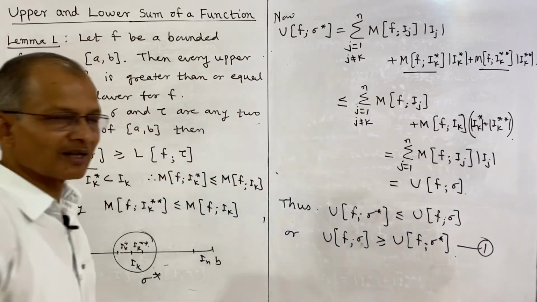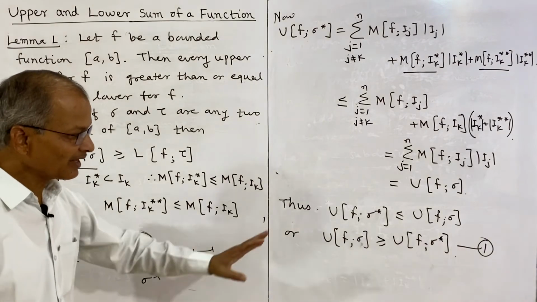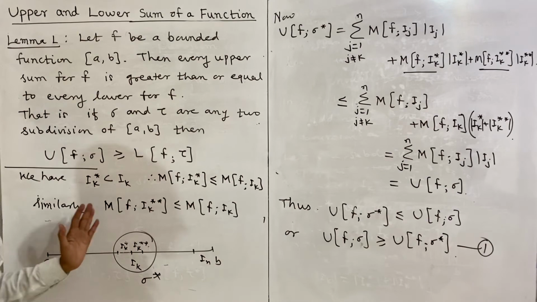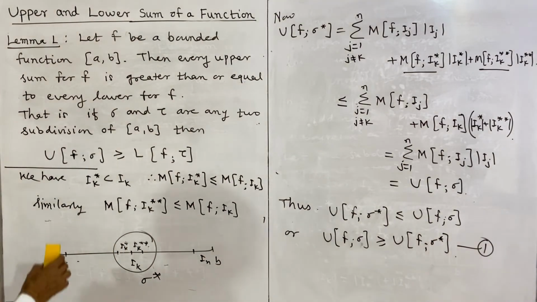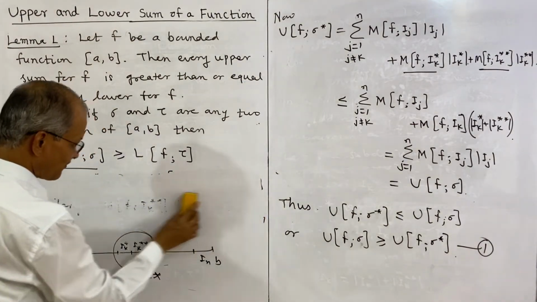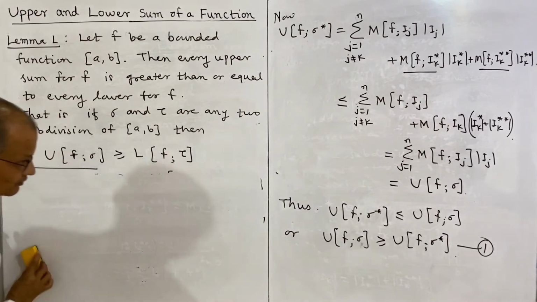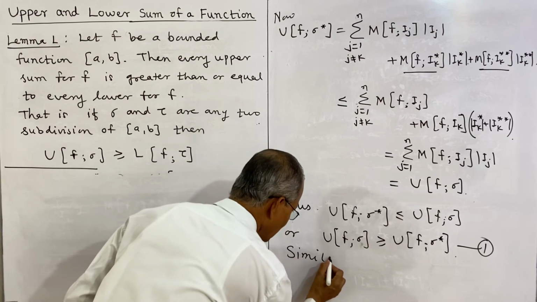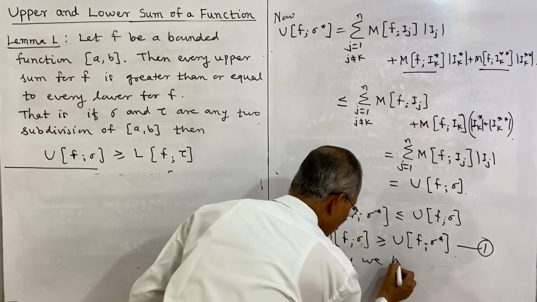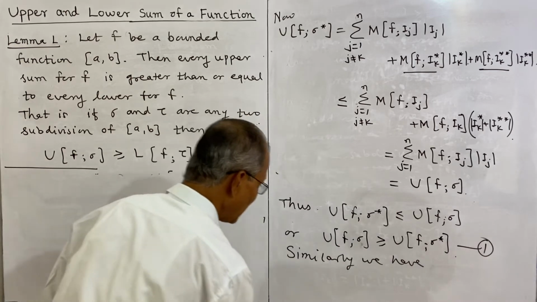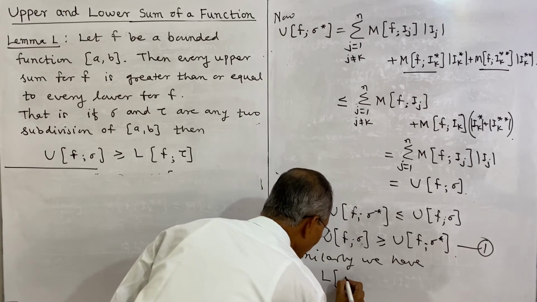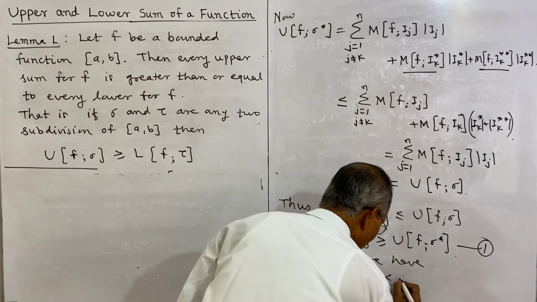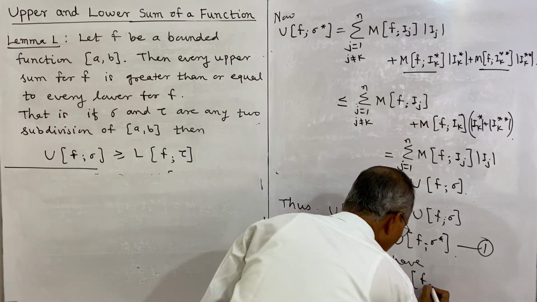Now, a similar result holds in the reverse way. If you take the lower sum, then the lower sum will increase if you take the refinement. So, what we have written earlier is that tau star is a refinement of tau. Similarly we will have the lower sum for f on tau is less than or equal to the lower sum for f on tau star.